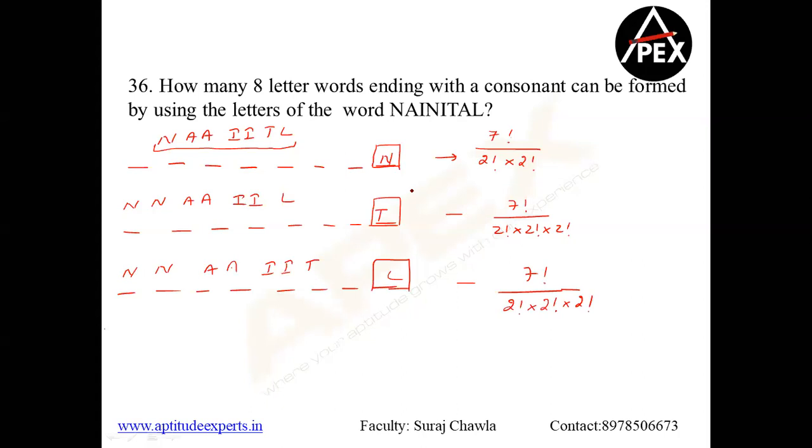Now always remember T and L are not repeating, so you can club them into one category. If you add both of them, this is nothing but 7 factorial by 2 factorial into 2 factorial into 2 factorial into 2. This is for these two. Plus you add this 7 factorial by 2 factorial into 2 factorial.